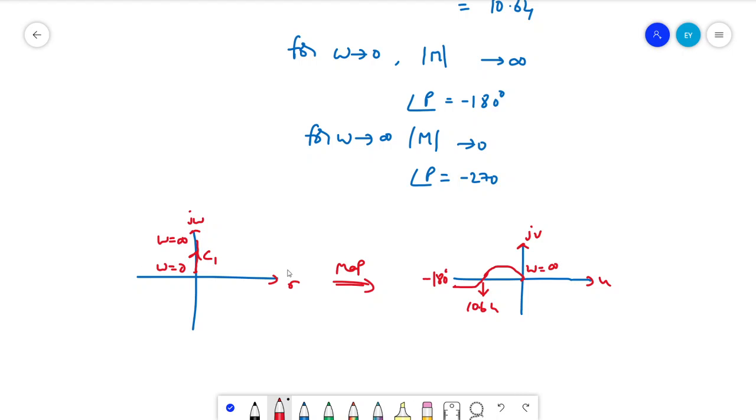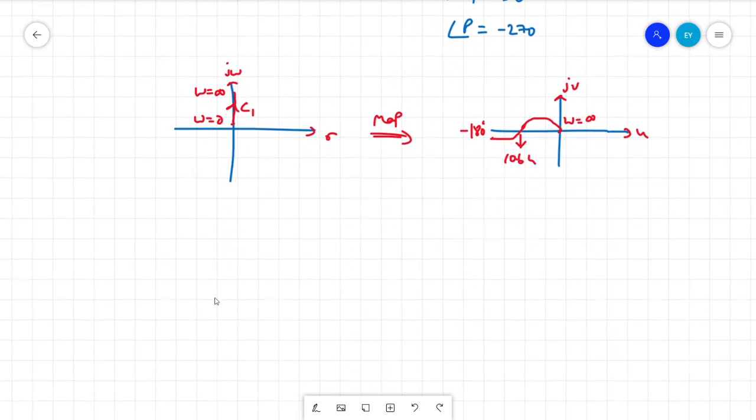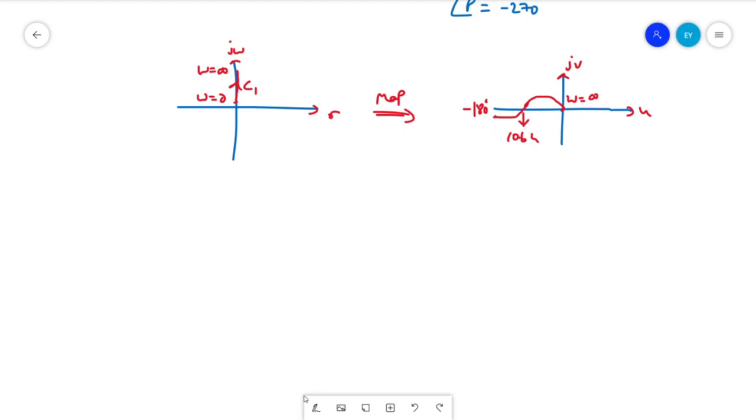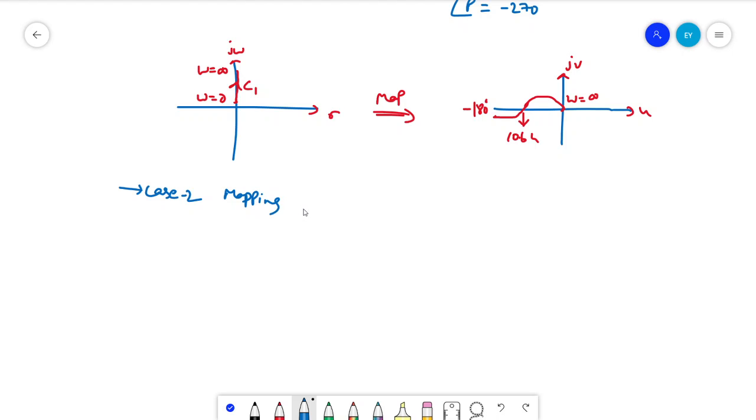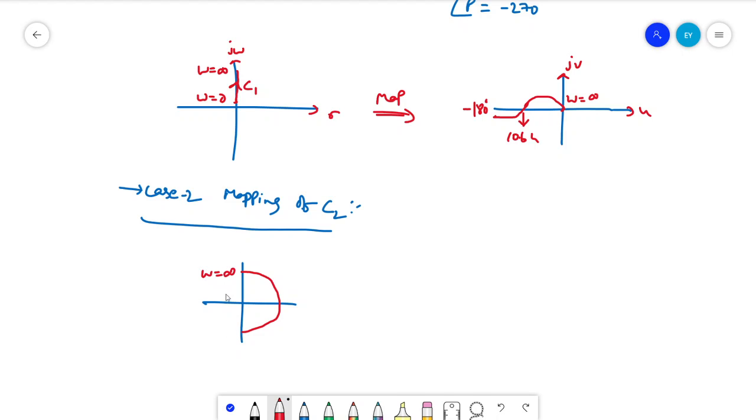This is for C1. Now we'll see how to draw C2. If you remember yesterday's class, C2 is the same as in yesterday's class. We'll just revise it once again. So mapping of C2, case 2. In the S plane, just take blue ink. C2 is nothing but the plot that starts at infinity and ends at minus infinity. Omega is equal to infinity and omega is equal to minus infinity. This is nothing but C2.